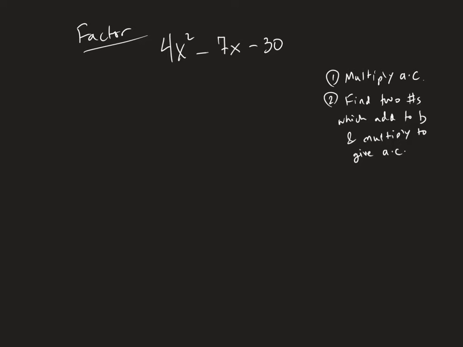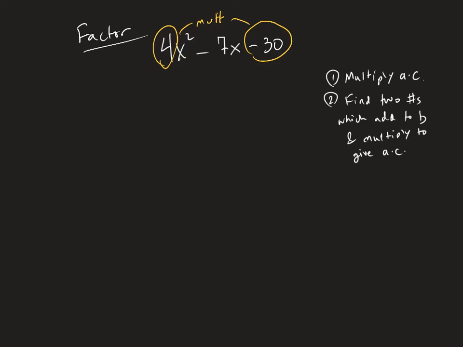Okay, so when we're factoring a quadratic expression that has a coefficient in front of the x squared, the first two steps are to multiply a and c. So we're going to find the coefficient of the x squared, which is a, times the constant term, which is c. We're going to multiply those together, and that gives me negative 120.